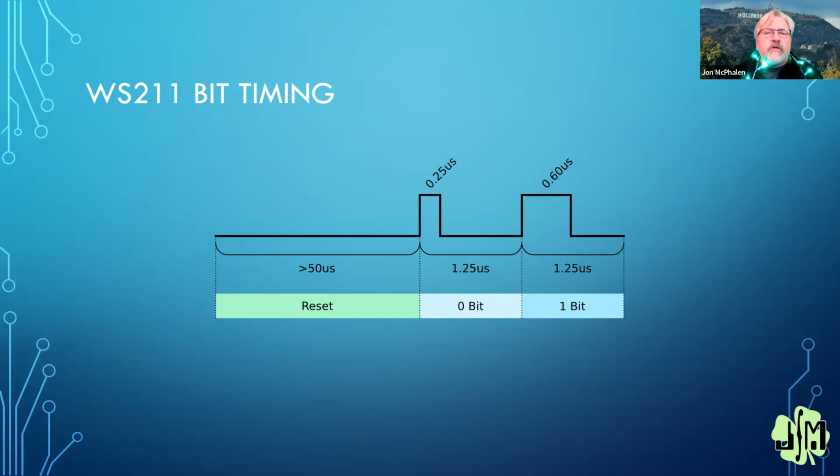The other nice thing too is that there's some signal conditioning on the inside of the chip. So if you're a little ragged getting to the first chip, as long as you can get to the first pixel, everything downstream should be good because the signal is buffered and cleaned up on the way out.